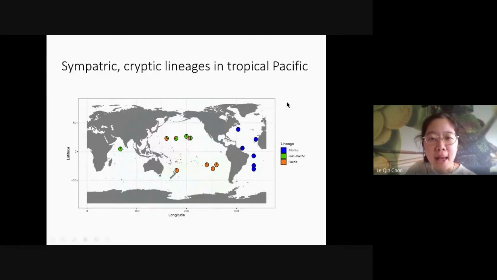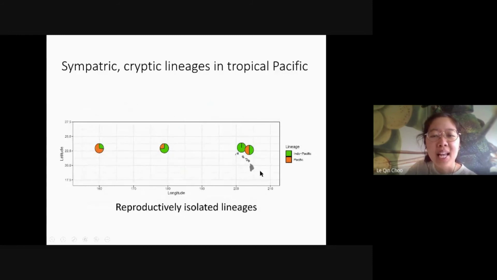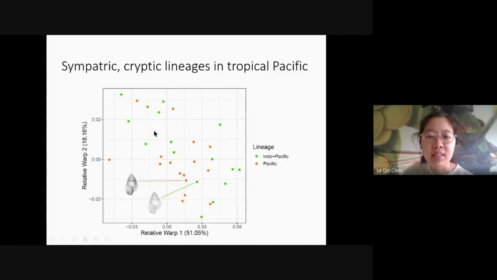So this is a map of the genetic lineage assignment for each location as pie charts. If we focus in on the tropical Pacific, we find that there are interesting things happening over here. Near the Hawaiian Islands, there are 3 locations where we find 2 lineages, Indo-Pacific and Pacific, at the same spot. This means that they're reproductively isolated lineages since they occur together. Despite the different genetic backgrounds for these 2 lineages, the shell shape is not significantly different, so we can't tell them apart based on their shape at all.